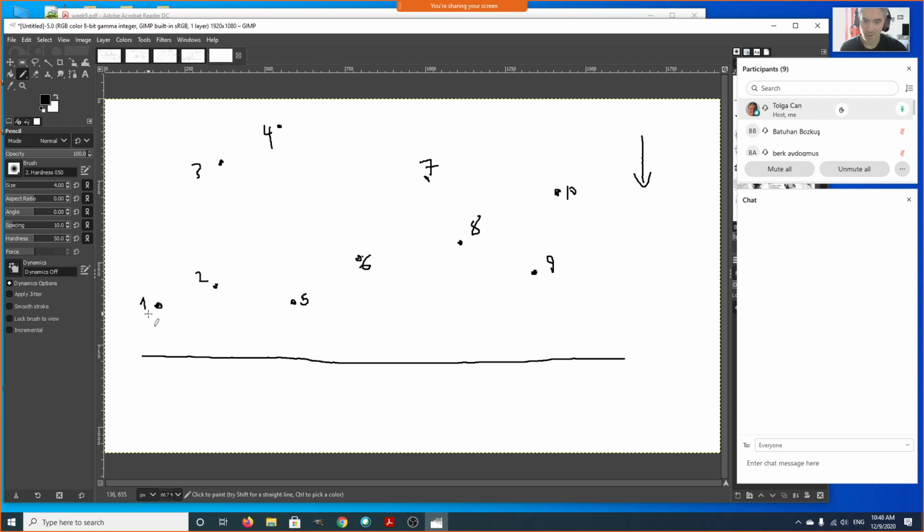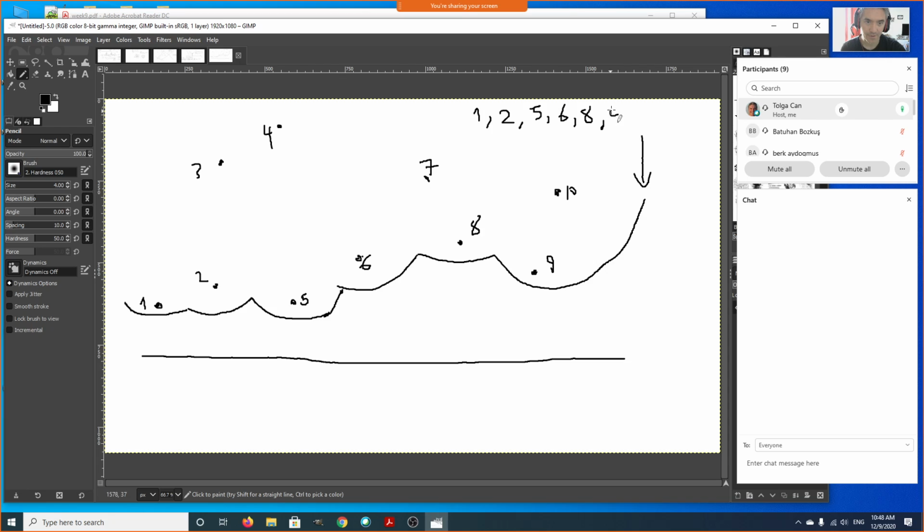And imagine we have a parabola here, another parabola due to number 3, maybe another parabola 6, 8, 9. Maybe it's like this. So the sites that contribute to the beach line are 1, 2, 5, 6, 8, and 9.